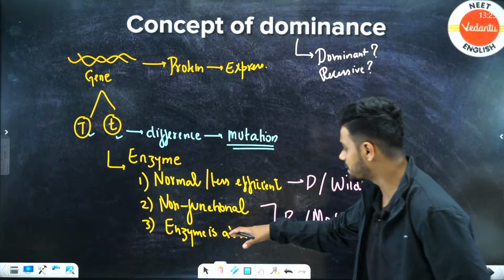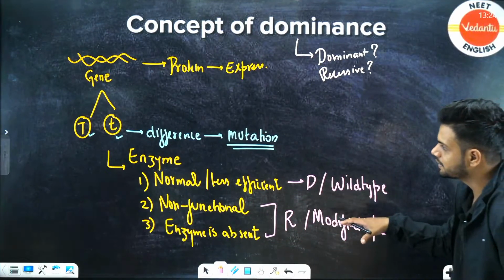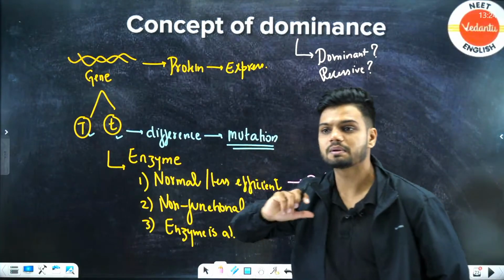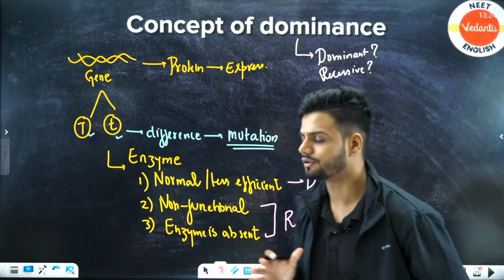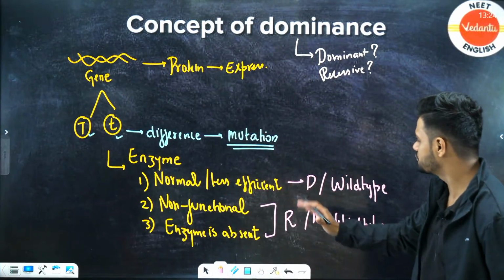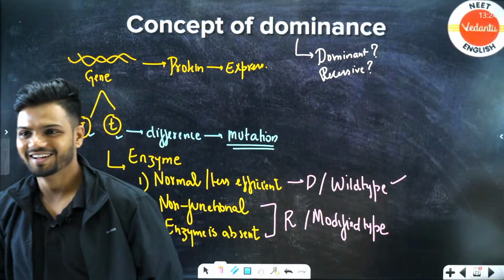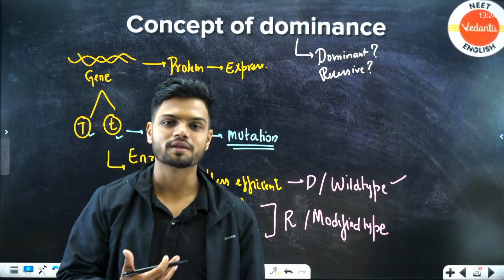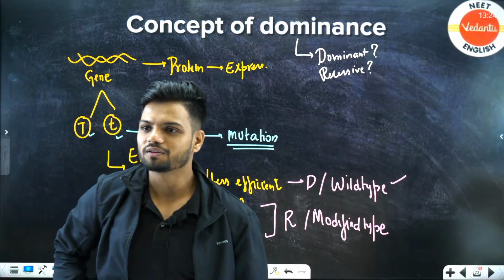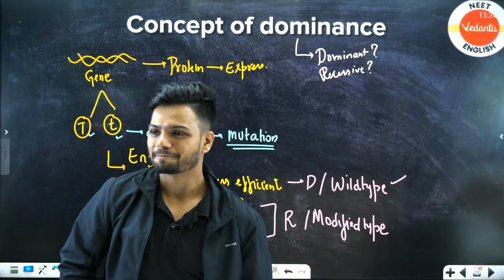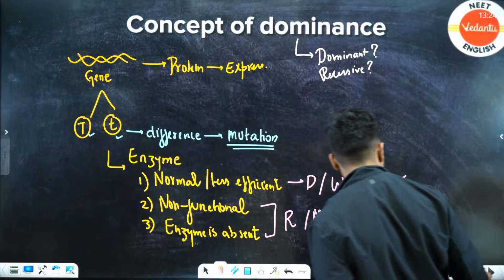Okay, so no enzyme is absent, or no enzyme at all, non-functional, recessive enzyme, or modified. That is, the small t gene has been modified or mutated. It has been mutated, right? Then we have normal or less efficient, that is going to be your wild type. Understood? That is the concept of dominance. The concept of dominance originated because of some form of changes. Right. So that is the concept of dominance. That's all. Now the next concept is codominance.